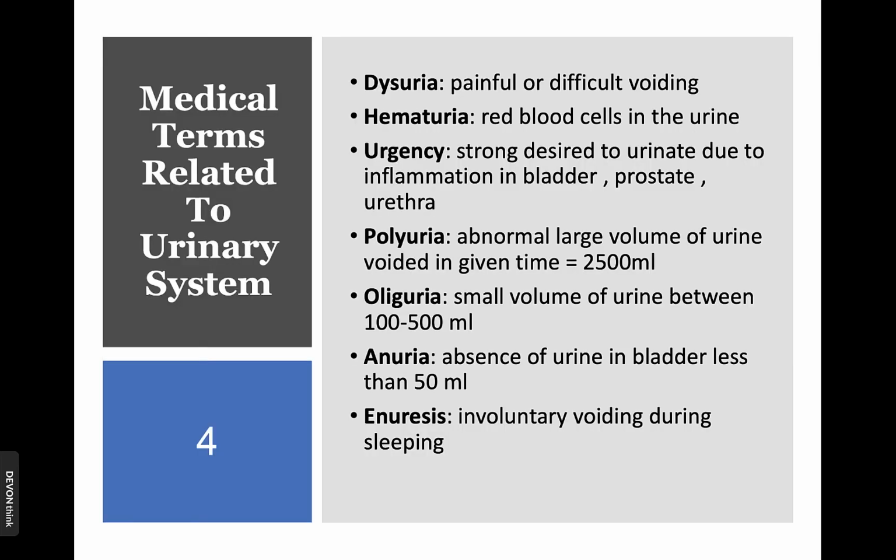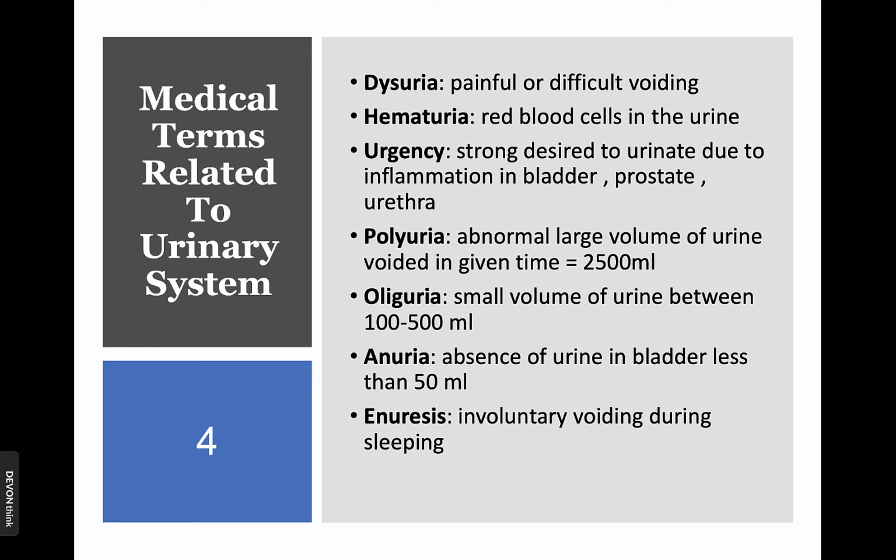A couple medical terms just to refresh your memory. Dysuria is painful urination. Hematuria is blood in the urine. Urgency is a strong desire to urinate. It usually is a sign of inflammation of the bladder, prostate, or urethra. Polyuria is an abnormally large volume of urine. This is one of the signs of diabetes.